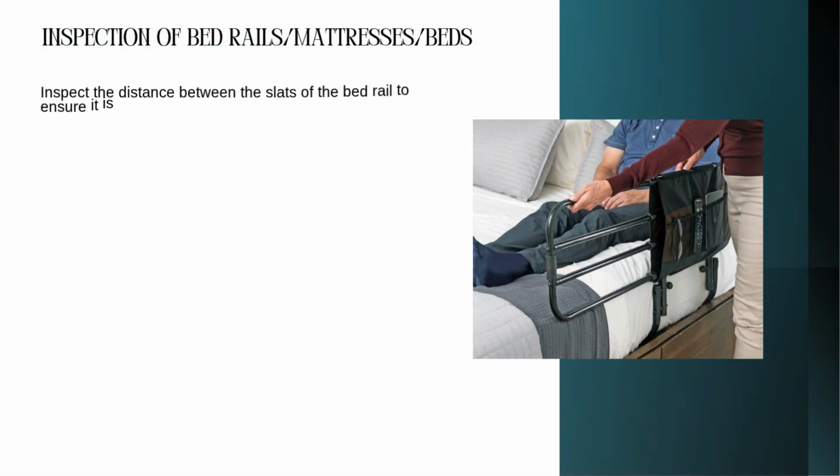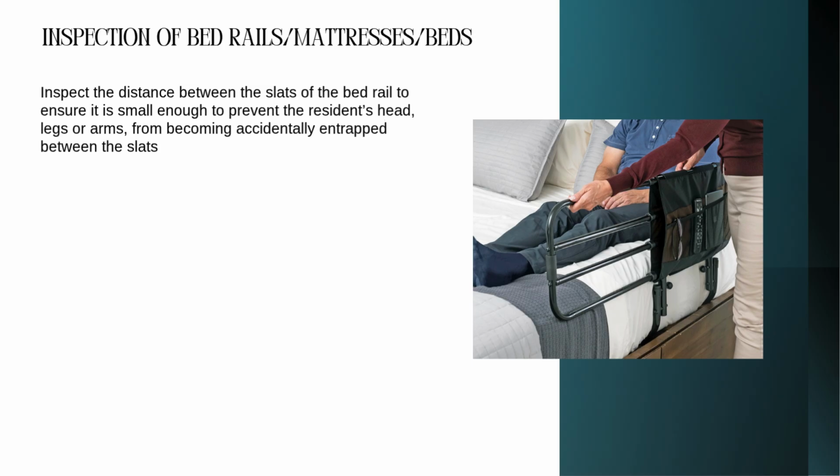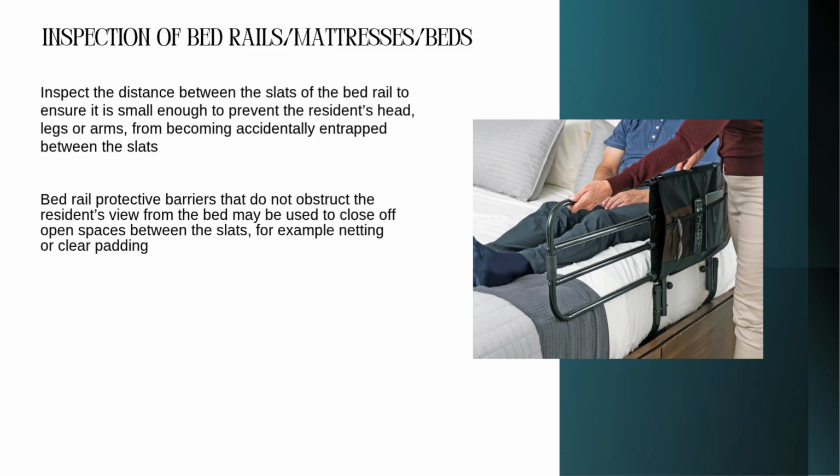AFC providers should inspect the distance between the slats of the bed rail to ensure it is small enough to prevent the resident's head, legs or arms from becoming accidentally entrapped between the slats. Bed rail protective barriers that do not obstruct the resident's view from the bed may be used to close off open spaces between the slats, for example netting or clear padding.